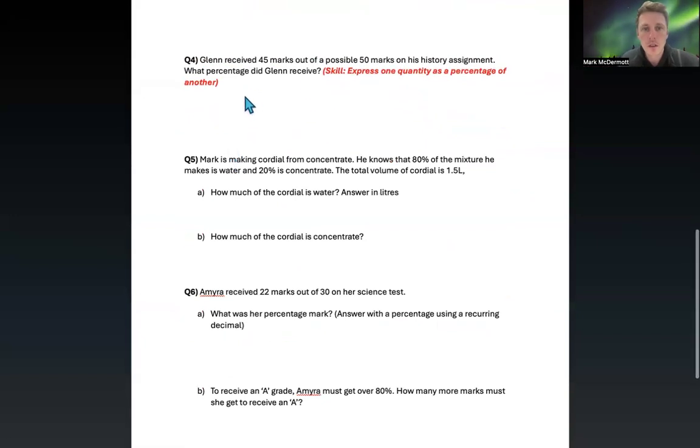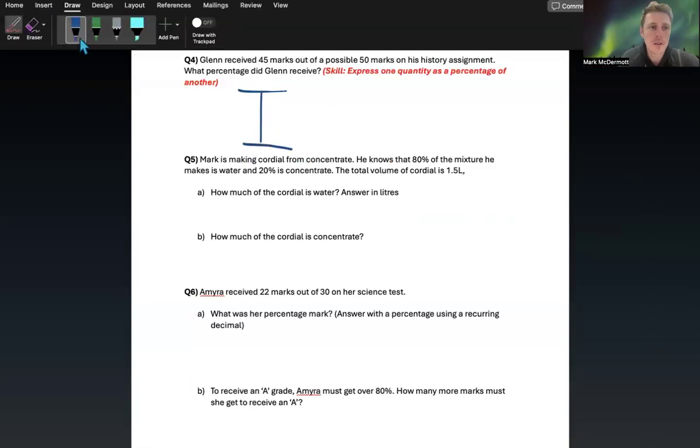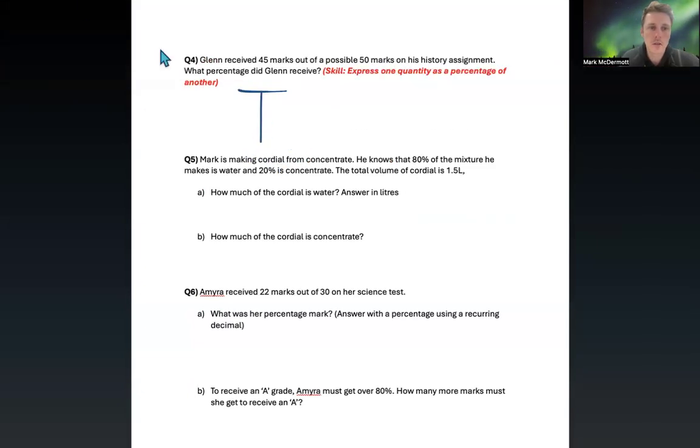So this is where we need to express one quantity as a percentage of another. So he got 45, so we can use a double number line again if we like. Okay, he got 45 marks out of a possible 50. So the 50 corresponds to the full amount. This means 0 marks, so 50 must be 100%, and 0% must be down here. Okay, and then 45 marks is about there. We need to work out what percentage that is.